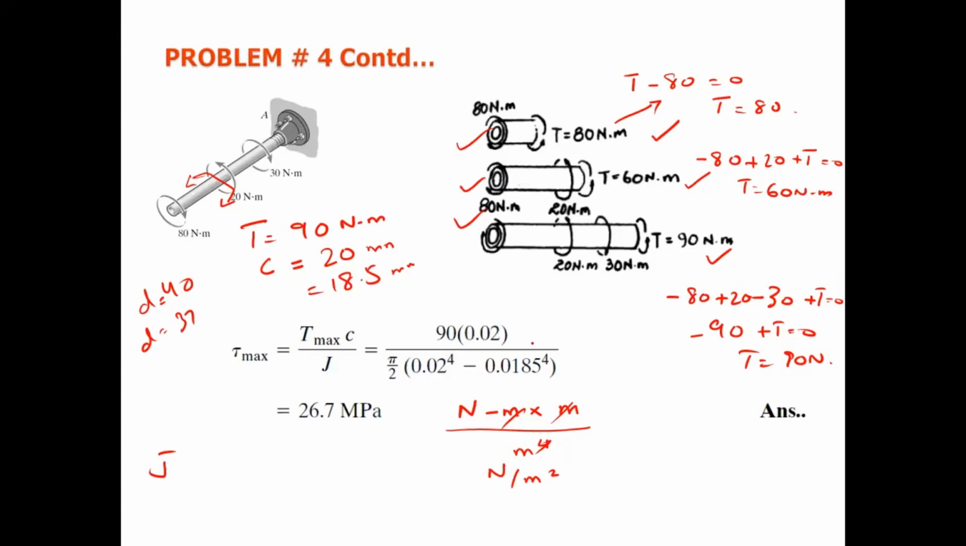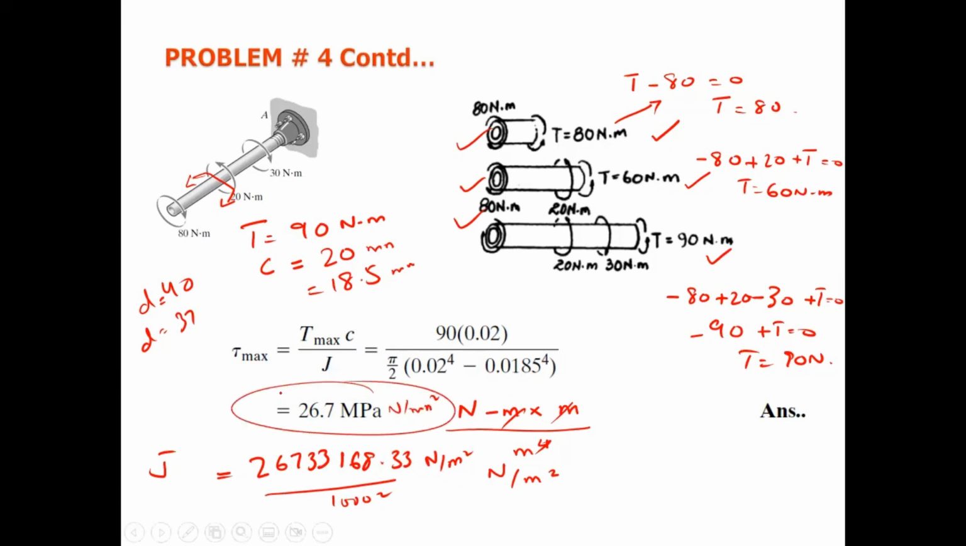So when they solve these values in terms of Newton per meter square, the answer will be like this. I calculated it. It is 267331688.34 Newton per meter square. To convert into Newton per millimeter square, divide by 1000 square. So your answer will be 26.7 megapascal, which is Newton per millimeter square. The unit conversion is very compulsory. We have to keep everything in mind while solving the problem. So this is your tau max in the shaft.